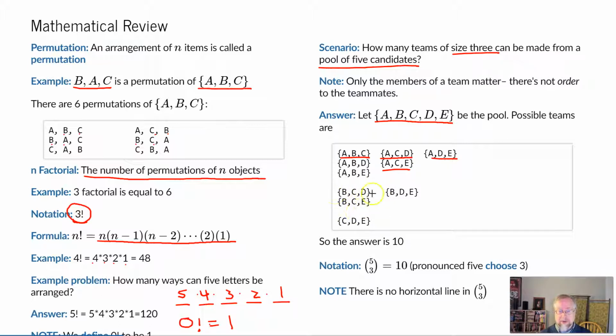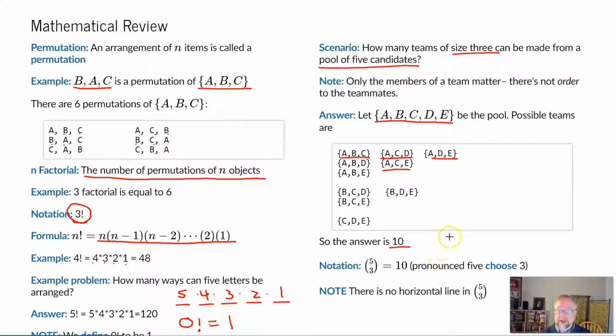This encompasses everything where I have a B and a C on the team, and then a B and a D on the team, but not one I've previously seen before. And then C, D, and E is all that's left by the time I get to the last one. 1, 2, 3, 4, 5, 6, 7, 8, 9, 10. Okay, so there are 10 teams of size 3 that can be made from a pool of 5 candidates.